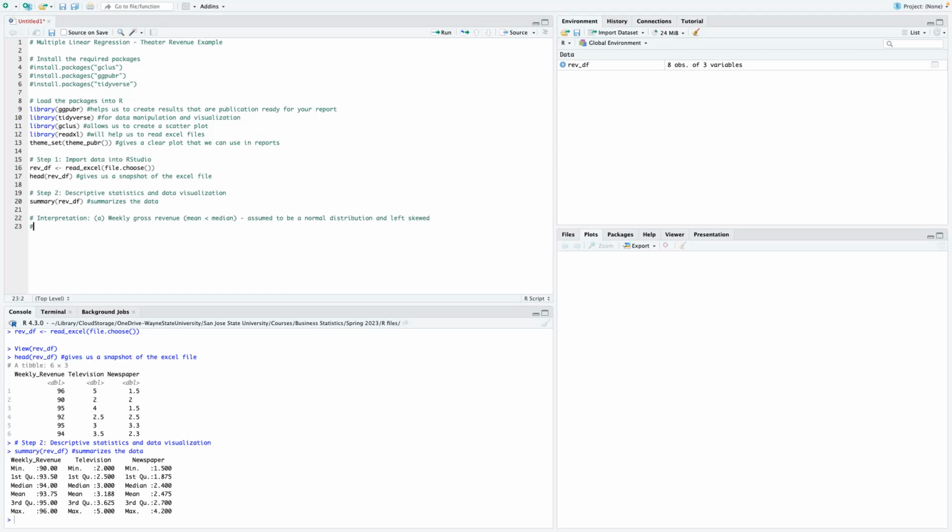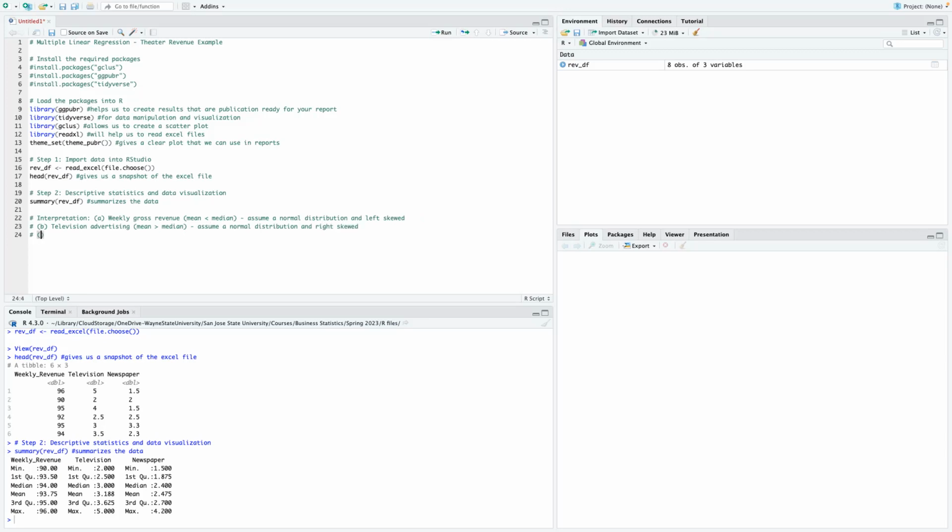And then we could also look at the television advertising, right? And if you look at the television advertising, the mean is greater than the median, right? So we just say mean greater than median, right? And we'll assume, let's just say assume a normal distribution and right skew.